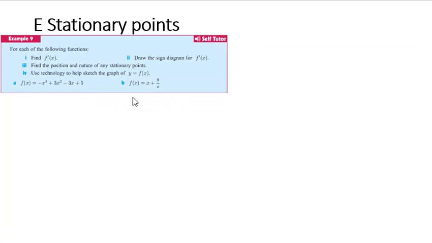In the previous video we did A, now we have to do B. So the function is equal to x plus 9 over x. We can write that down as x plus 9 times x to the power of minus 1. Okay, so for the first part we have to take the derivative.